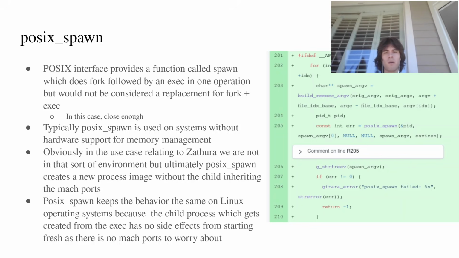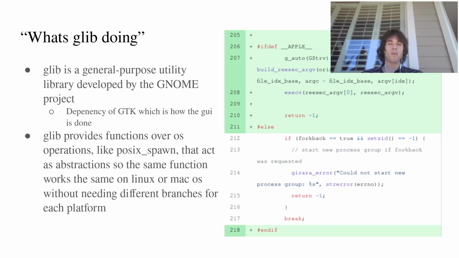Typically, you'll use posix_spawn on systems without hardware support for memory management. And obviously, in this case, we're not doing that. But ultimately, posix_spawn creates a new process image without the child inheriting the Mach ports, which is what we want. So I pushed that commit up, and I got a comment from the maintainer asking me what glib is doing.